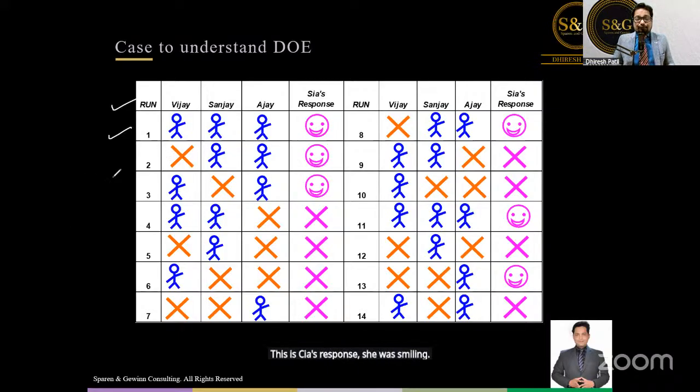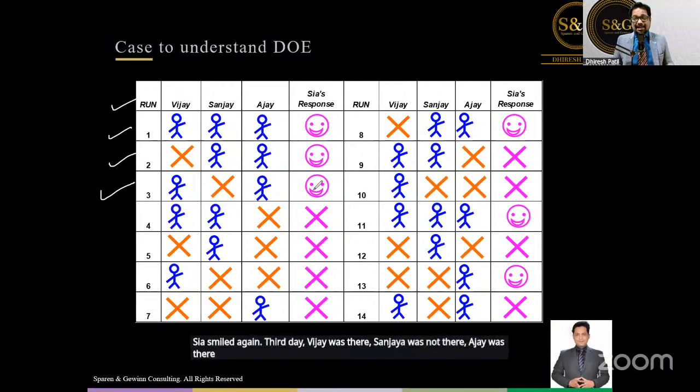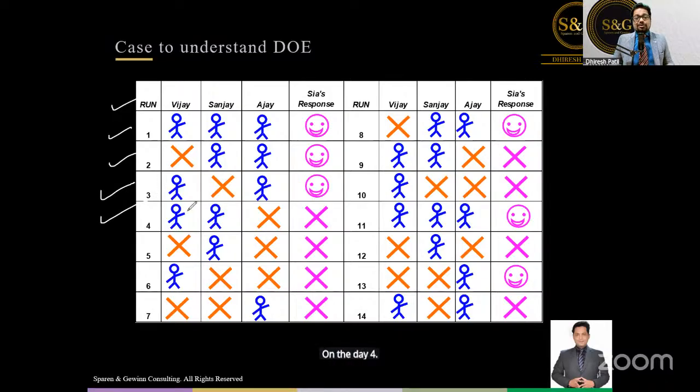The second day, Vijay didn't go. Vijay was not there. Only Sanjay and Ajay were there, and Sia smiled again. Third day, Vijay was there, Sanjay was not there, Ajay was there, Sia still smiled. On day 4, Vijay was there, Sanjay was there, but Ajay was not there, and Sia was there, but she didn't smile.